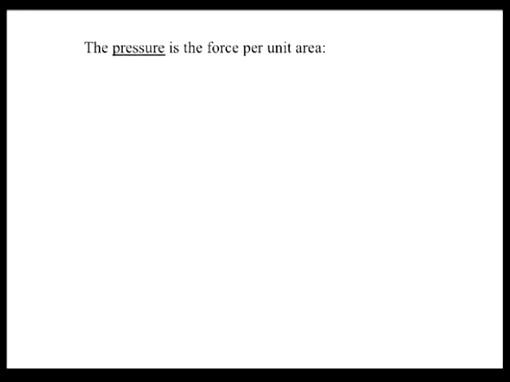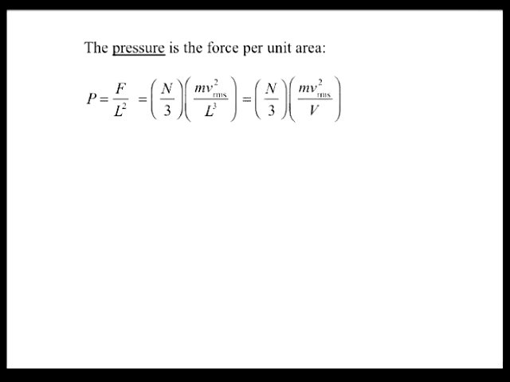Pressure is force per unit area. So the pressure P acting on a wall of area L squared is P equals F divided by L squared, equals N/3 times m v_rms squared divided by L cubed, which is equal to N/3 times m v_rms squared divided by V, where V is the volume of the box.